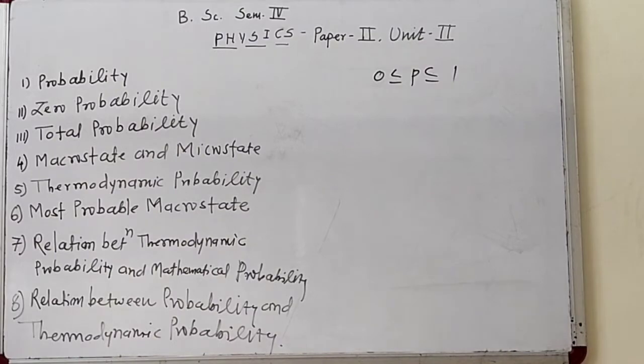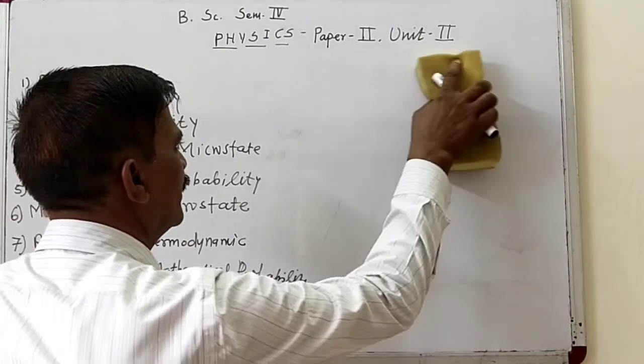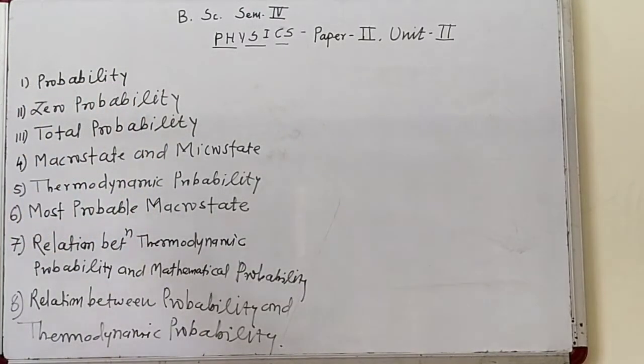What is total probability? Here the value of total probability is always 1, because it is the sum of the probability of the happening event and the probability of the fail event. Take the sum of both, and we get its value is always 1.